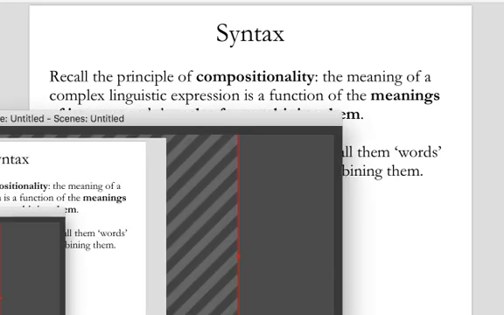Let me make sure this thing's recording. I just accidentally recorded this part and didn't hit the button. All right, this one looks like it's going.